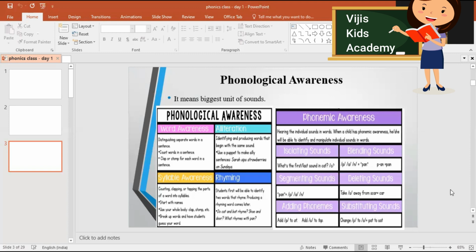Next one is phonemic awareness. In phonemic awareness, there is isolating, blending, segmenting, deleting, adding phonemes and substituting the sounds. These are not based on the letter sound. Completely it is for the sound. Okay. When joining all the sounds and making a word, it's called blending. Segmenting means I'm just telling the word and then I'm asking what are the sounds you have here.